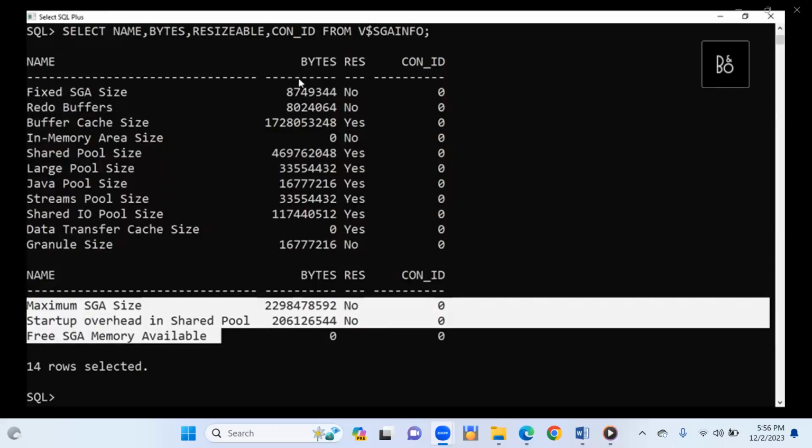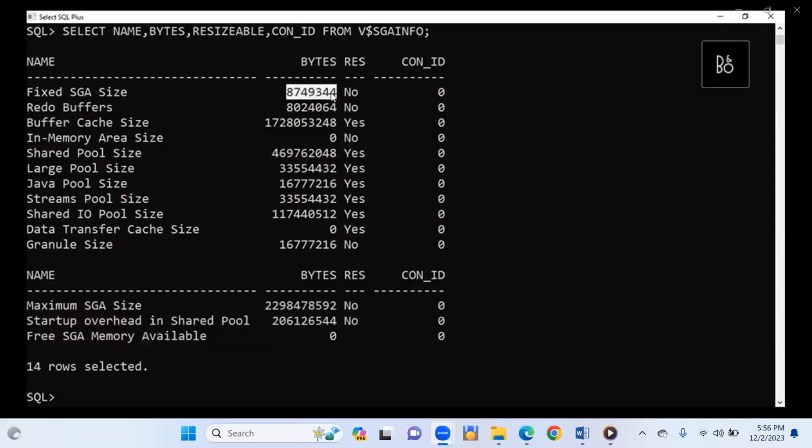But the most important thing is that each one has been allocated a space, in terms of, I think it's KBs. This is in the form of KBs. Now, the resizable column, represented by res: you can see there are rows that have resizable set to no. If resizable is no, it means that you cannot adjust.